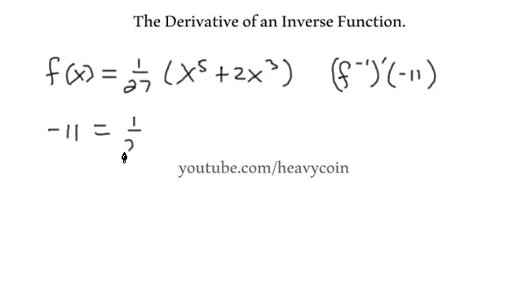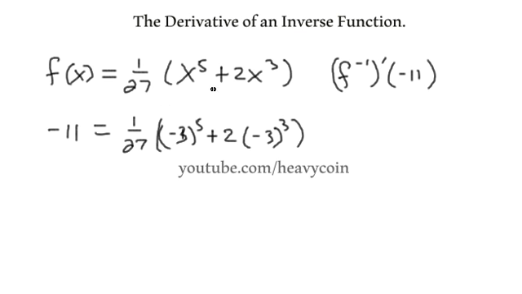Okay, so 1 over 27 times negative 3 to the 5th. I had to start plugging numbers in to get this. And so plugging negative 3 into this is all equal to negative 11.